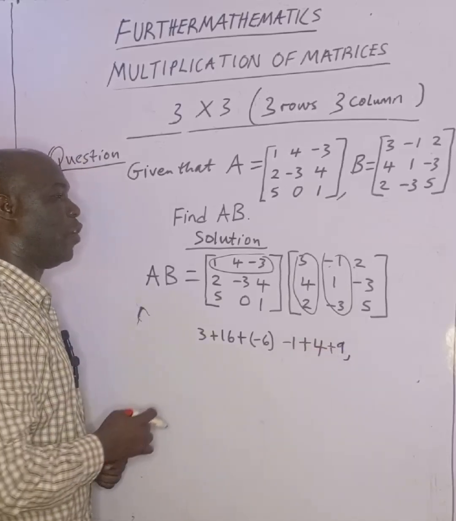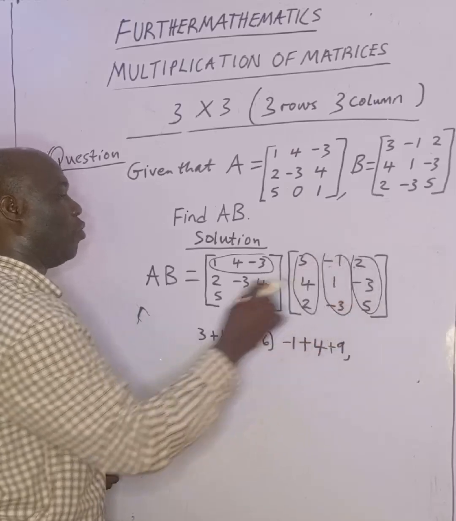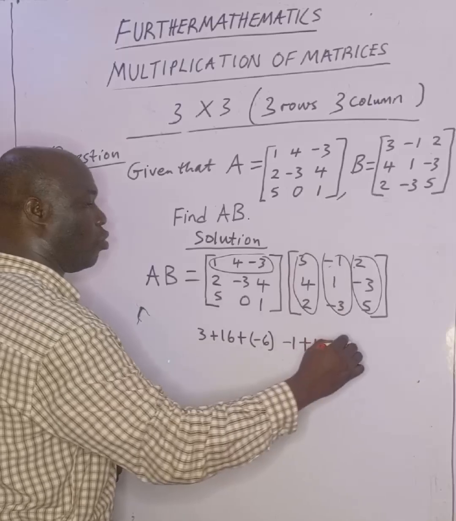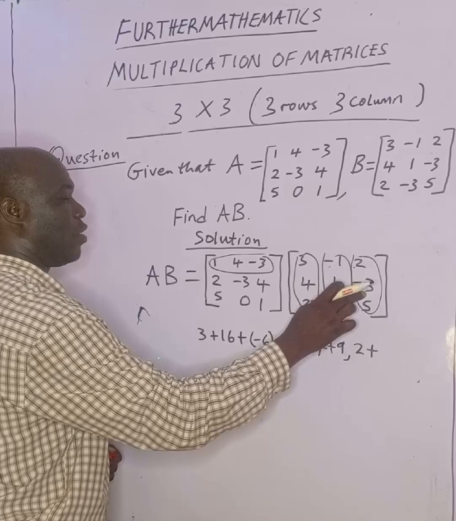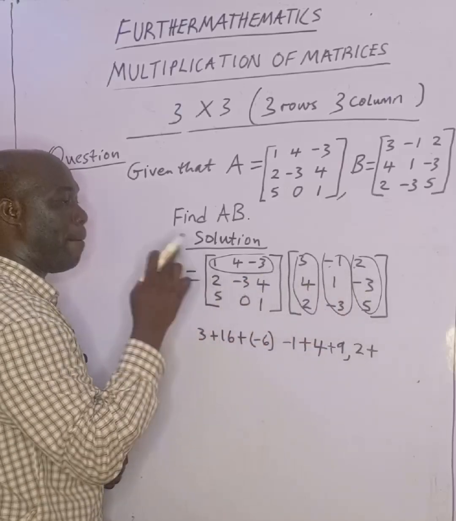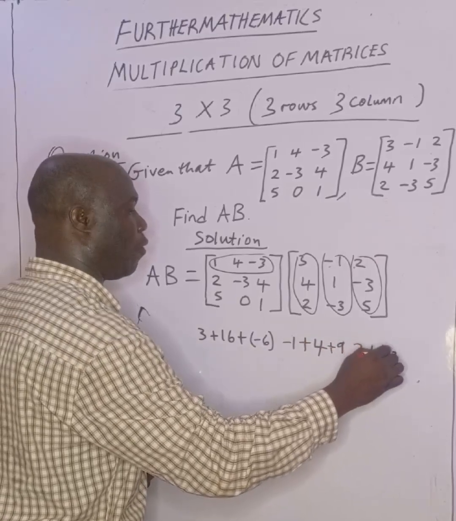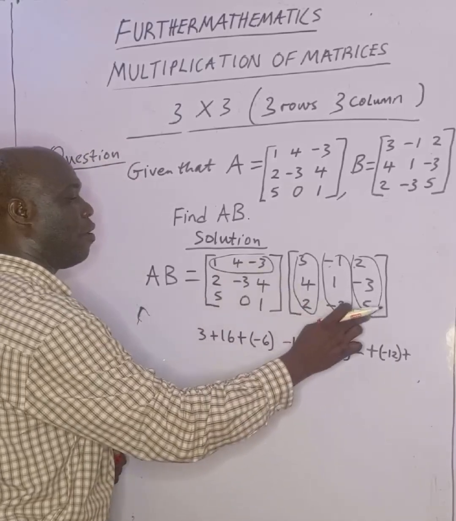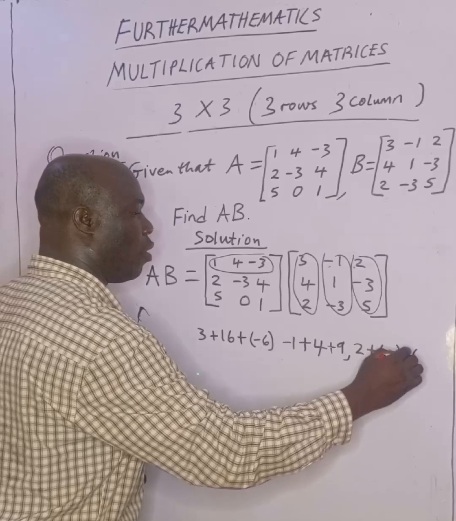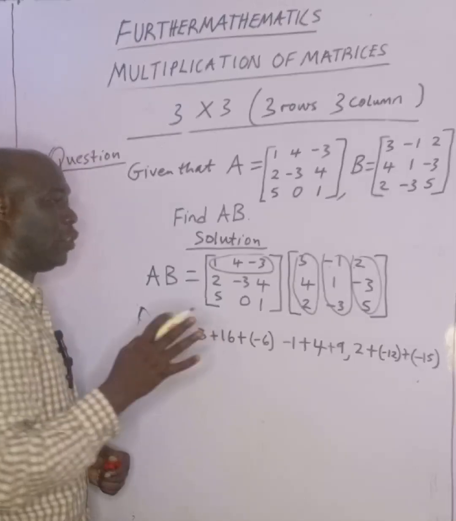All right, so let's move on now to the last column. 1 times 2 is 2. Plus 4 times minus 3, that's going to be minus 12. Plus minus 3 times 5, that's going to give you minus 15. I hope you are following. All right, we are done with that.